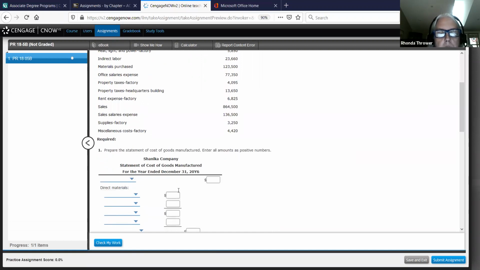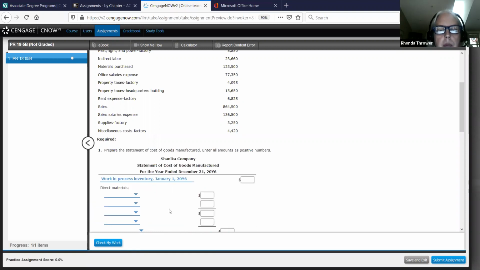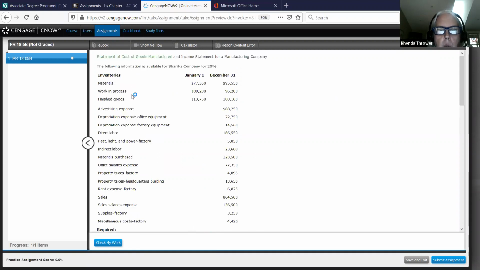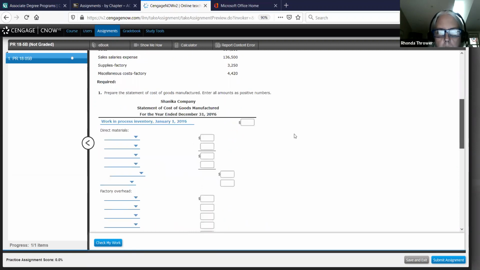Now we're ready to build this cost of goods manufactured. Notice that one of the blocks is all the way out to the side. These represent columns here. There are 3 columns on the cost of goods manufactured. In the first line, we usually record our work in process, the beginning amount of inventory. And so what you're going to do is just go up and pick up your work in process at January 1st, which was 109,200.